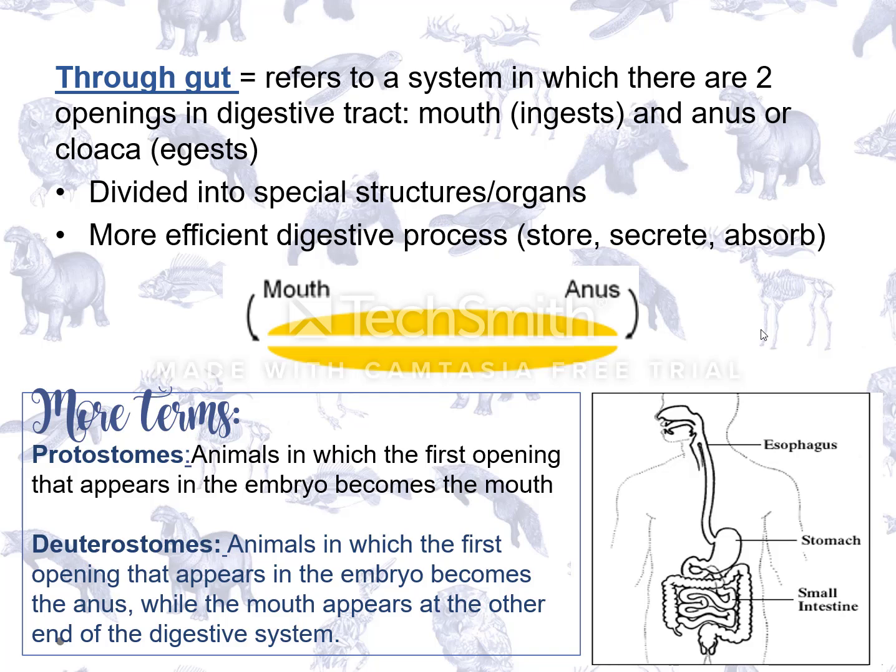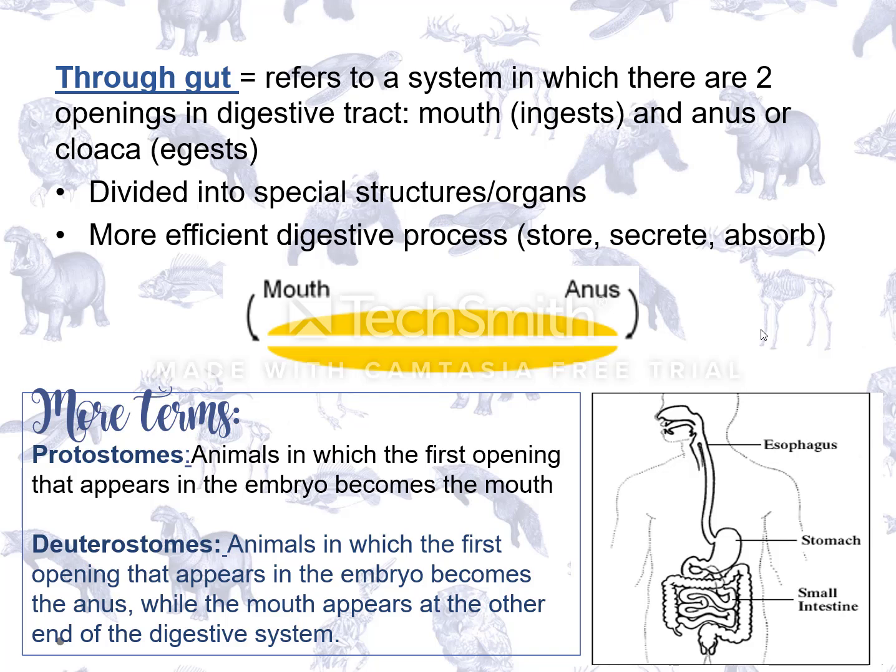If I was a deuterostome, it would mean that I have a through gut, but when I was an embryo and developing, the first opening that appeared was the anus, and the tube then developed and grew a mouth at the other end. So protostomes and deuterostomes just talk about which came first, the chicken or the egg, except it's which came first, the anus or the mouth.